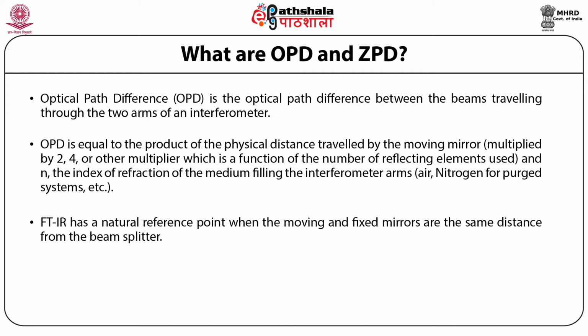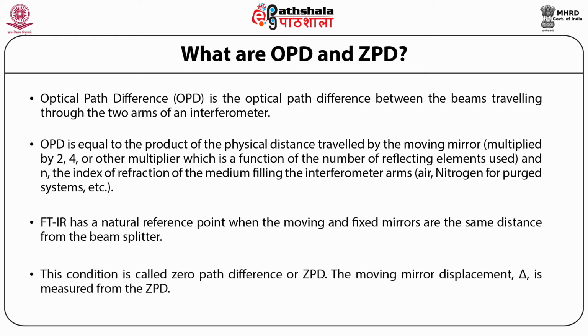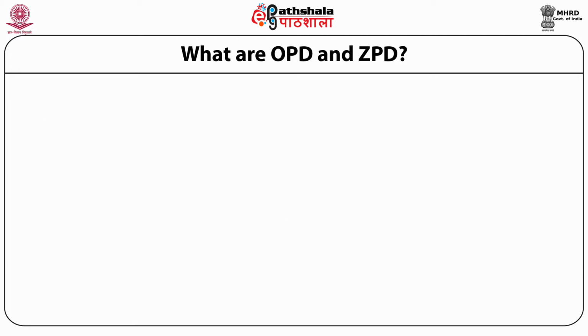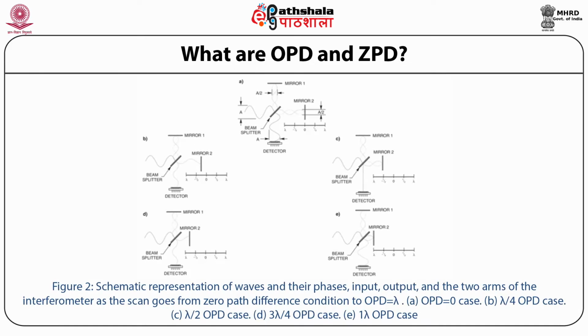FTIR has a natural reference point when the moving and the fixed mirrors are the same distance from the beam splitter. This condition is called the zero path difference, or ZPD. The moving mirror displacement delta is measured from ZPD. In this figure, the beam reflected from the moving mirror travels 2 delta further than the beam reflected from the fixed mirror. The relationship between the optical path difference and the mirror displacement delta is OPD equals 2 delta n.